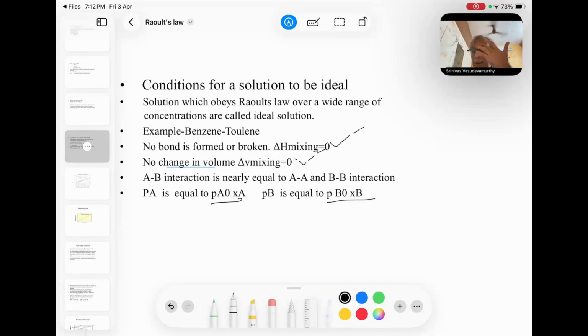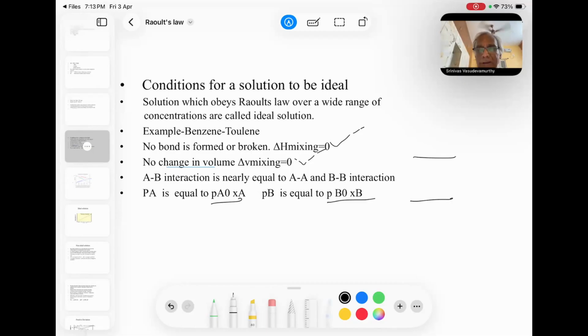Normally you'll get an assertion and reasoning question on this. You can expect it. They'll give a statement and then give the reason. Whenever you do an assertion reasoning question, look at the assertion separately and the reasoning separately. Don't combine them at the same time.